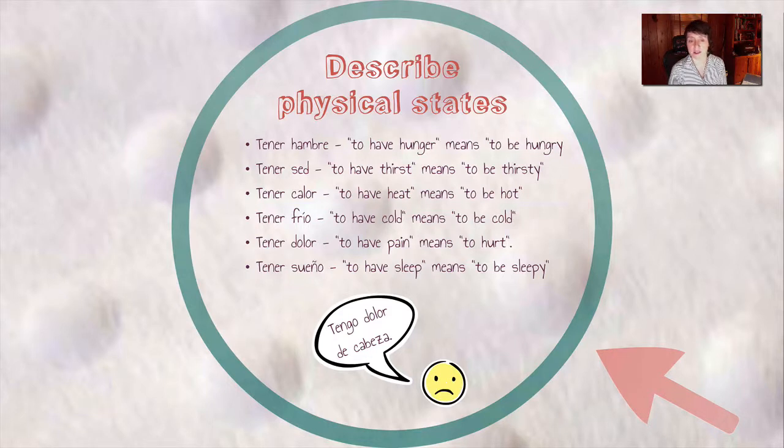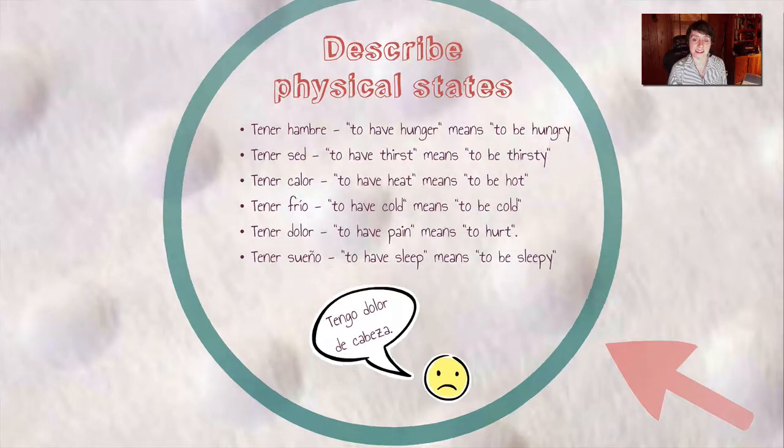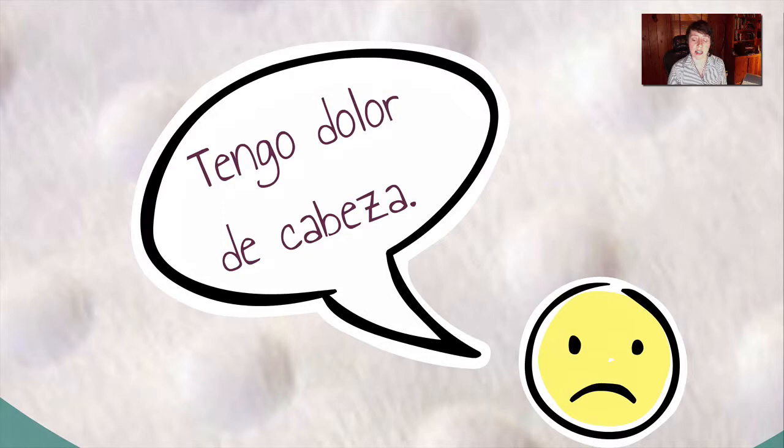Tengo calor. I'm hot. Tengo frío. I'm cold. Tengo dolor. I hurt. Tengo sueño. I'm sleepy. Tengo dolor de cabeza. I have a headache. And any other part of your body that aches, just put in that part instead of cabeza. Tengo dolor de cabeza. I have a headache.